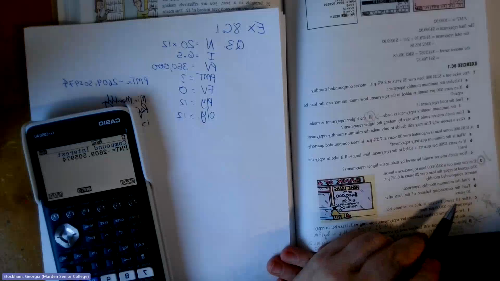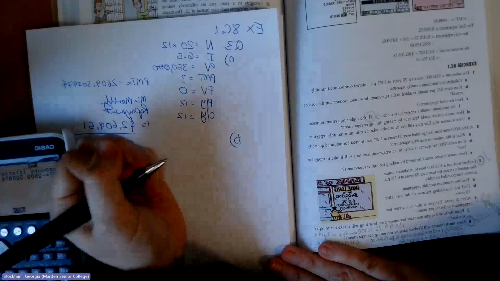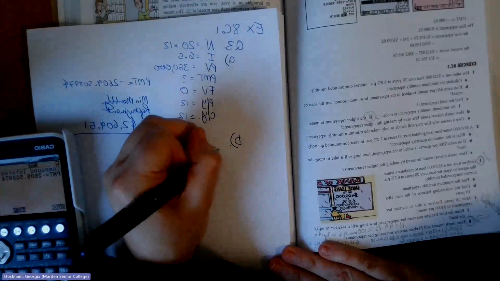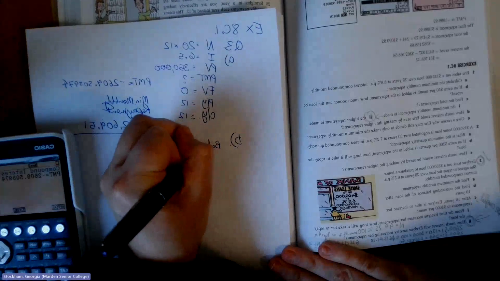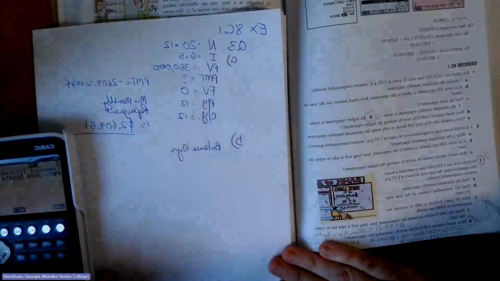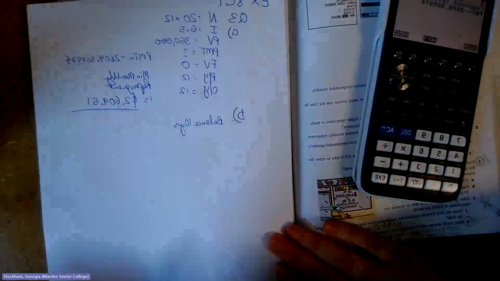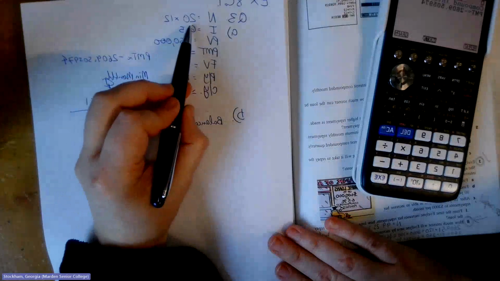What do we got next? That was part A. Part B: find the outstanding balance of the loan after 10 years. The balance at 10 years is what we're looking for. Okay, so what are we going to have to change? Let me see if I can have a go at not changing things we don't need to change.